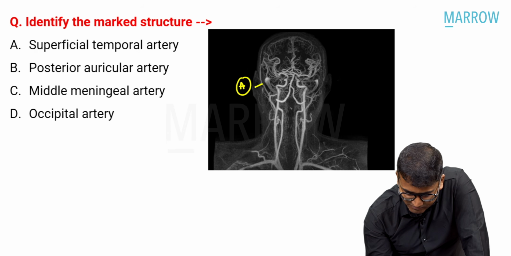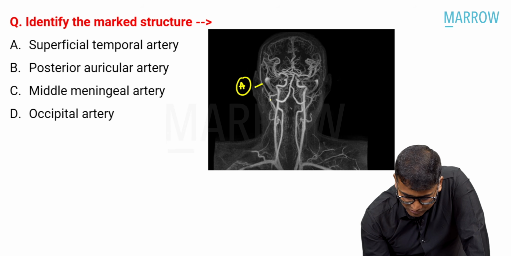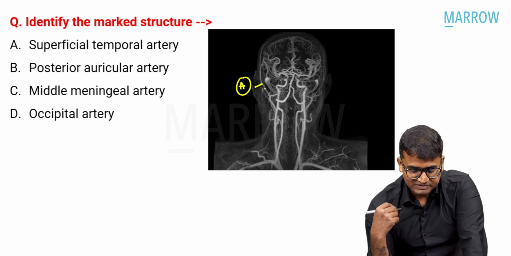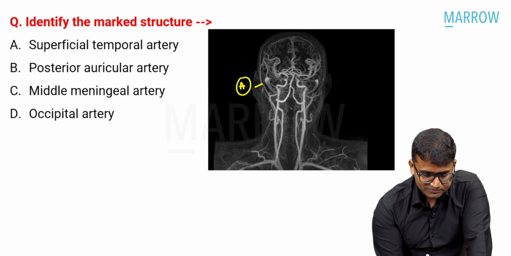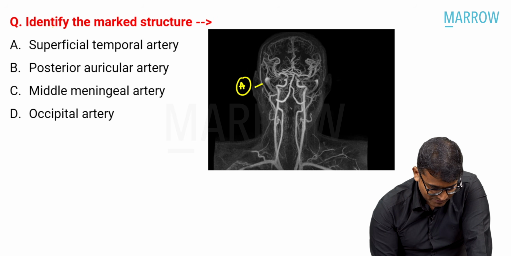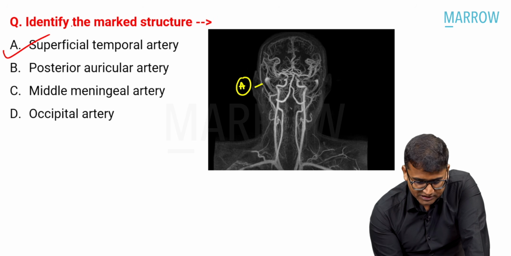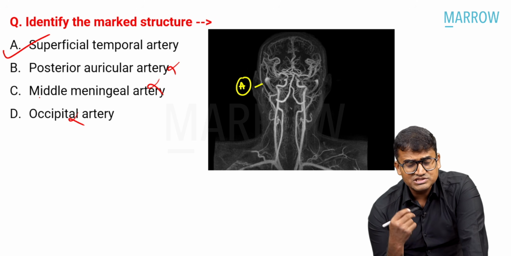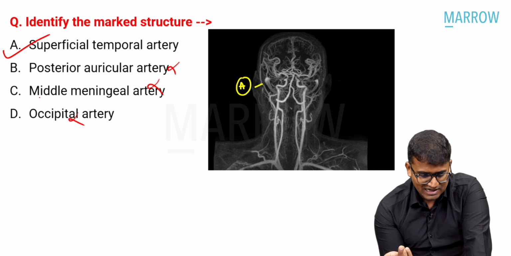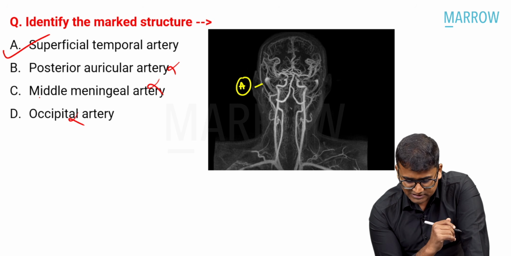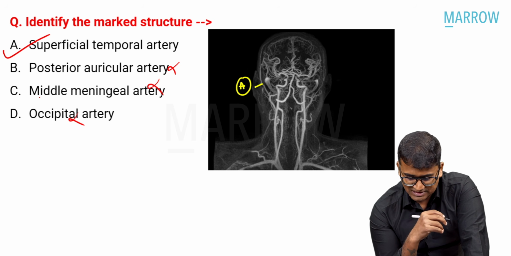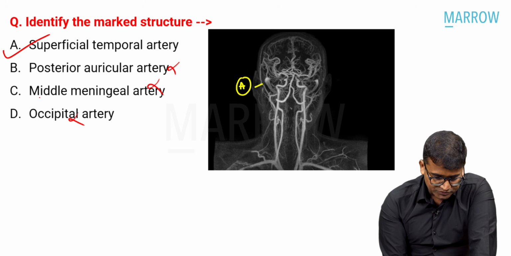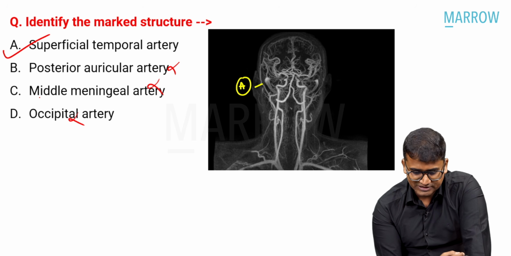Now, there is a marking. See the diagram. The marking was on the superficial temporal artery. So, that is the answer for this question. It is not posterior auricular, it is not middle meningeal and occipital. Middle meningeal is a branch of your maxillary artery. Occipital artery, no, that is the branch from the posterior part of external carotid, and posterior auricular too. So, marking was on the superficial temporal artery.